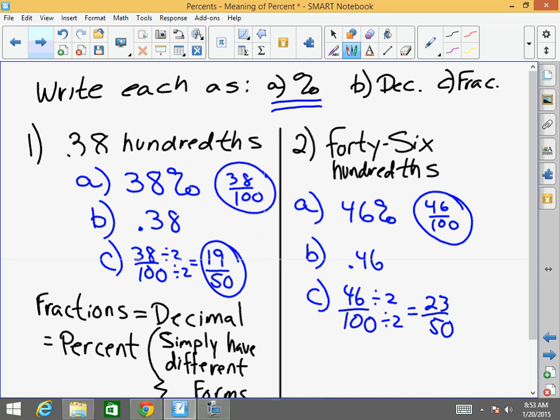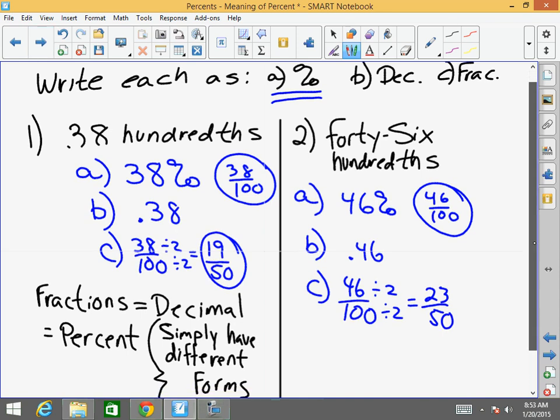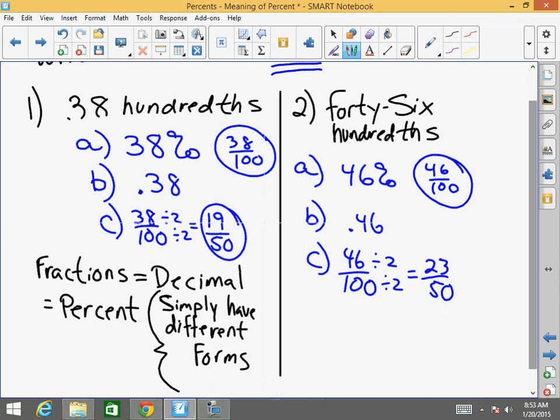So again, fractions equal percents and they equal decimals. They just simply have different forms or different appearances. But it's all the same. Does that make sense, gentlemen? Promise? Okay.